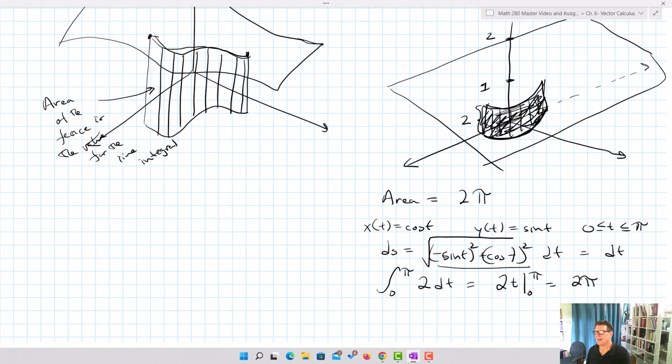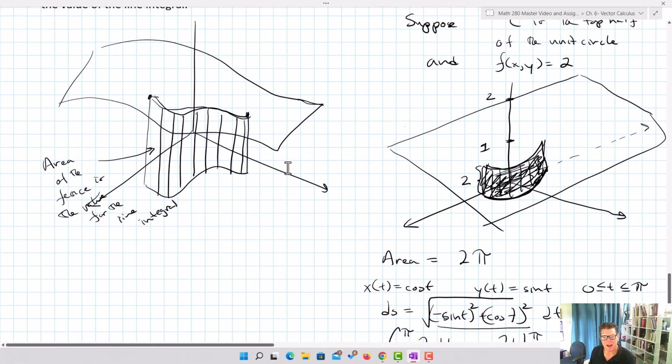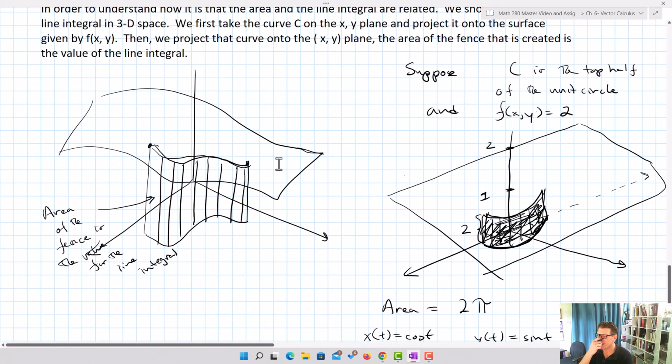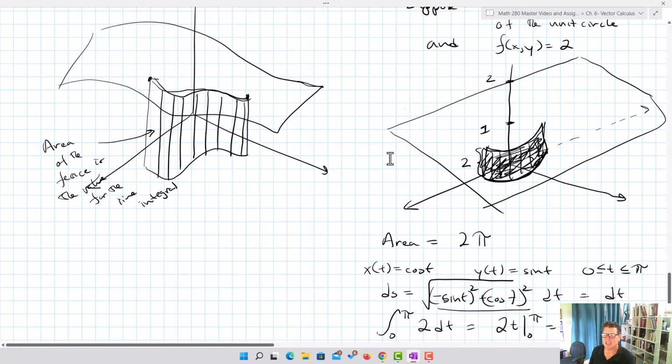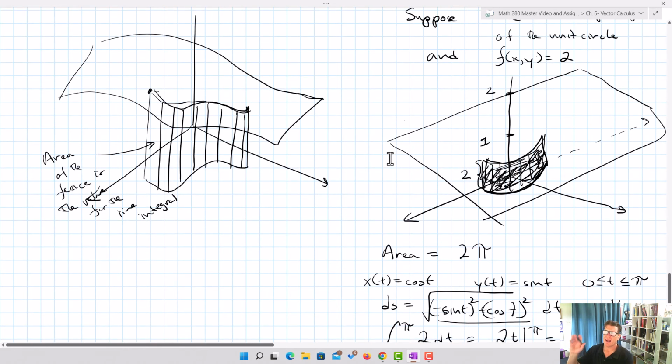Ta-da! At least for that example it works. Now it works for all of the examples. This just happens to be one where we can actually draw the picture out. So from the perspective of area, we just have a different definition of what it means to be the area, or a different way of thinking about area in this case. And integration and area, they still are connected. And they're connected with the line integral as well.